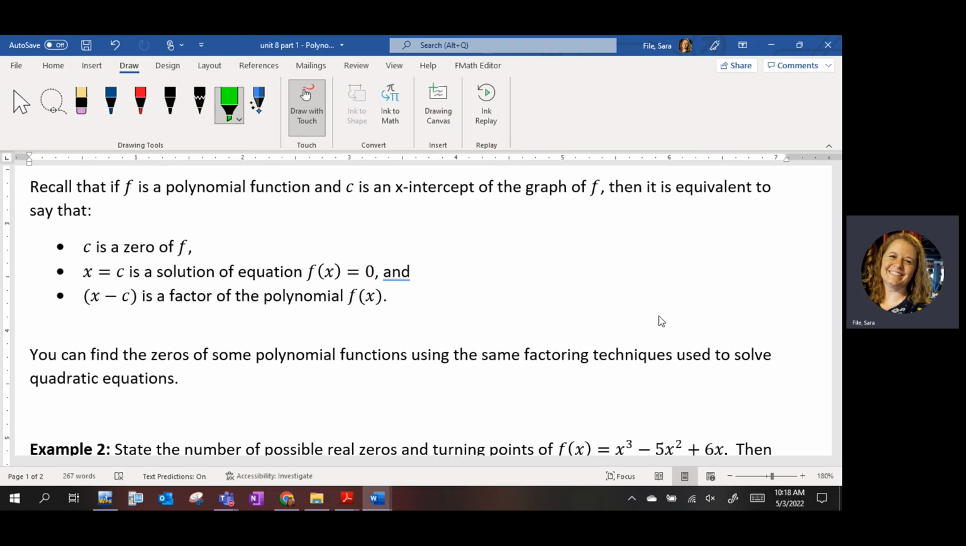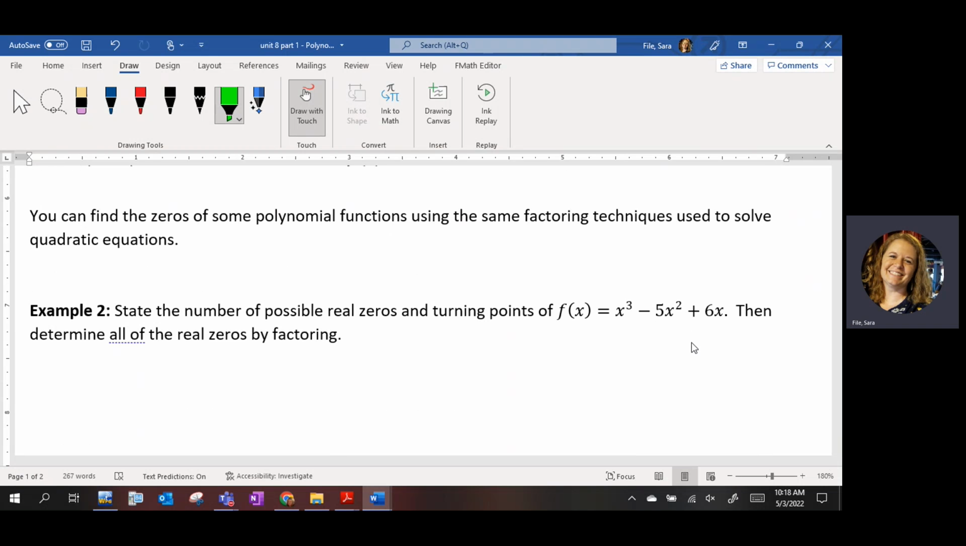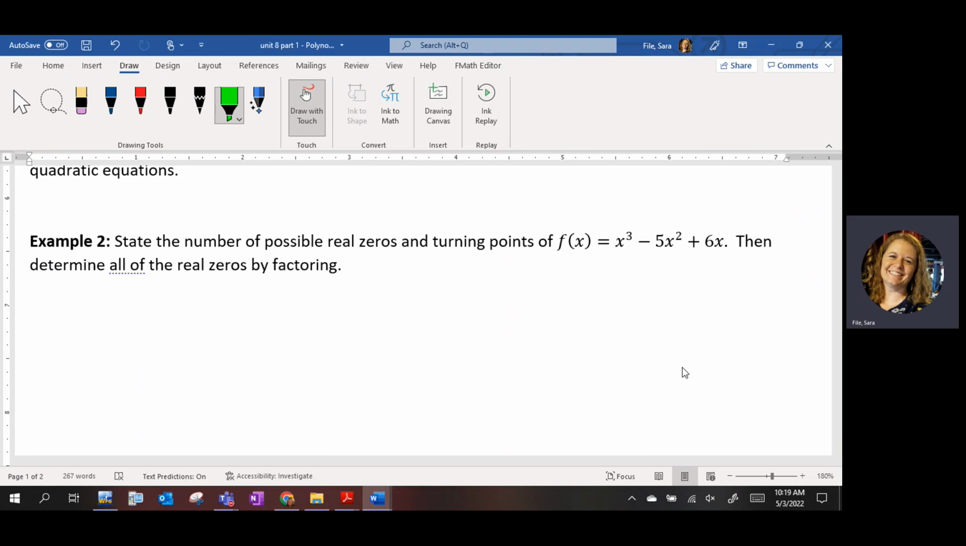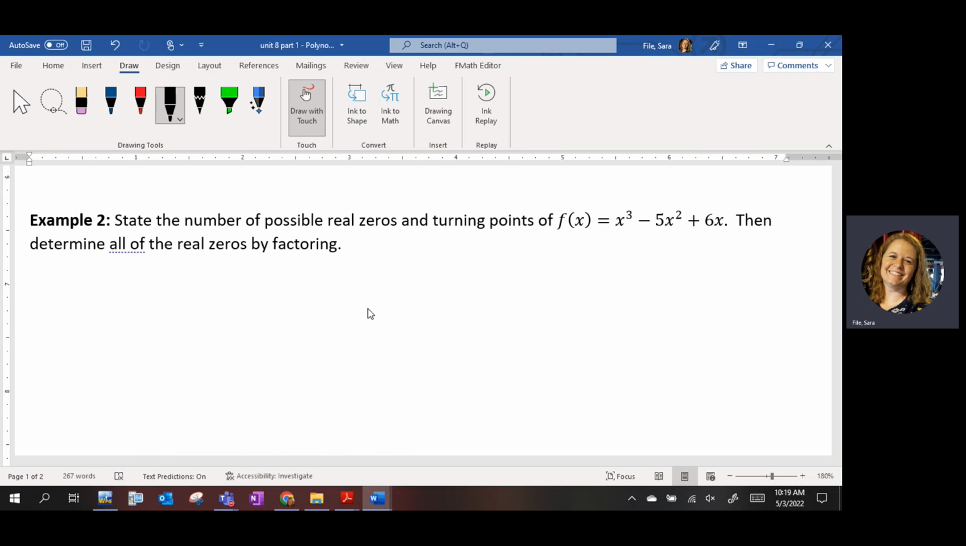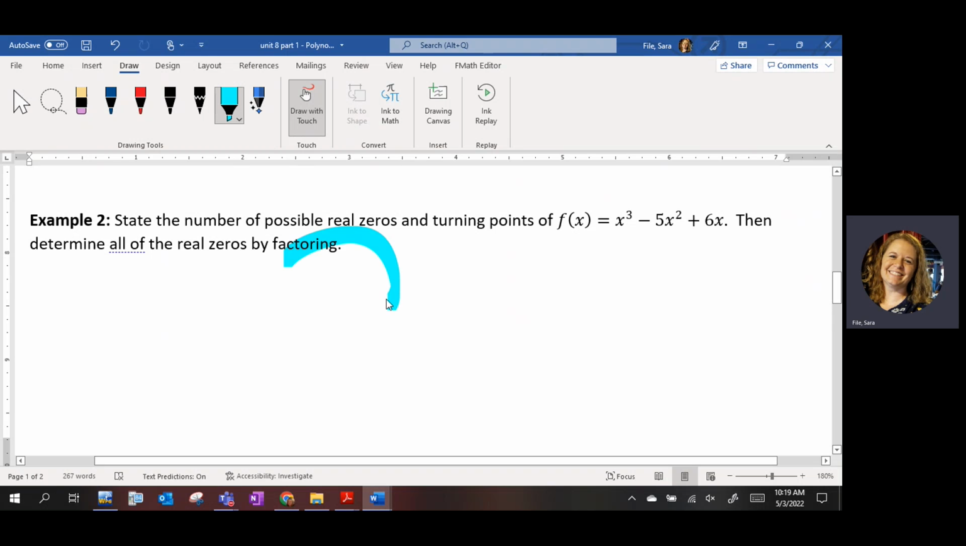Those all mean x-intercept. All right, now we can use the same factoring techniques we reviewed last semester, that you originally learned in algebra and did a lot in algebra 2 again. All those same techniques we can use to factor and solve for zeros. So in this first example, I don't know why it says example 2. I guess this was technically supposed to be example 1. Okay, so example 2. They first want us to state how many possible zeros, whoa.